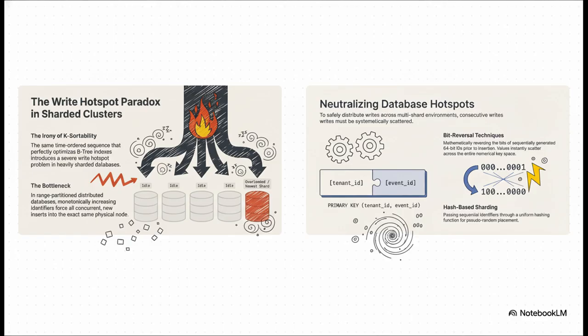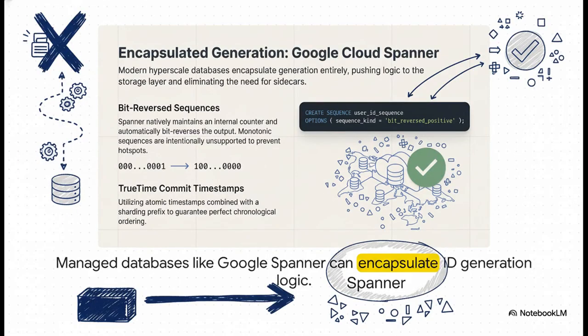You could use a composite key, maybe sticking a user ID in front of the Snowflake ID. You could use a different sharding strategy, like hashing. Or, my personal favorite, this really cool technique called bit reversal. You literally just flip the bits of the ID around before you save it. It sounds crazy, but it perfectly distributes the sequential numbers across all your shards. Problem solved.